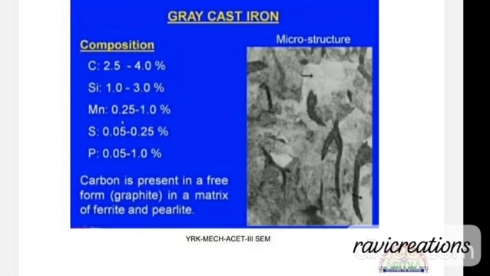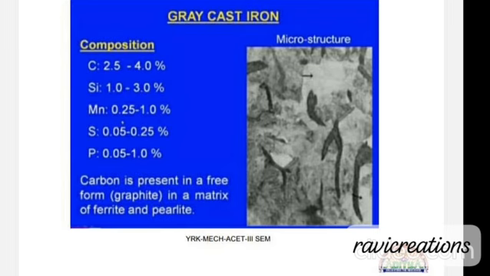If you observe this slide, this is the gray cast iron composition, and the diagram on the right side is the microstructure of gray cast iron. If you observe this diagram carefully, you will see some graphite flakes. The black color indicates the graphite flakes. Here the carbon is present in the free form, that means graphite form, in a matrix of ferrite and pearlite. This is nothing but gray cast iron.